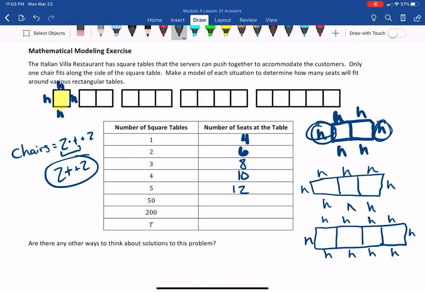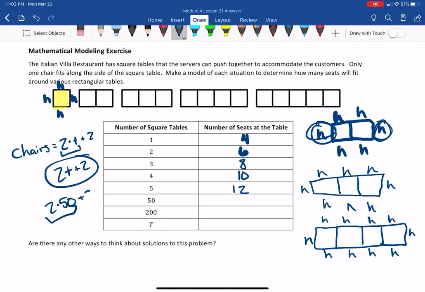So now we get into a really, really big Italian family at an Italian restaurant. So 50 tables. That's huge. Okay, so I would take the 2 times 50. Hopefully you understand that is 100.